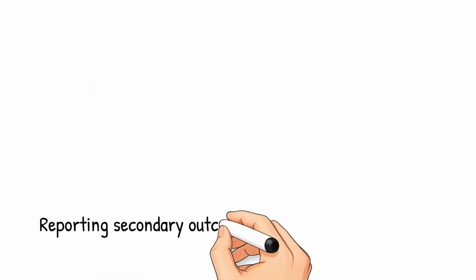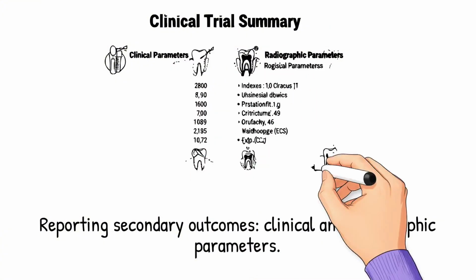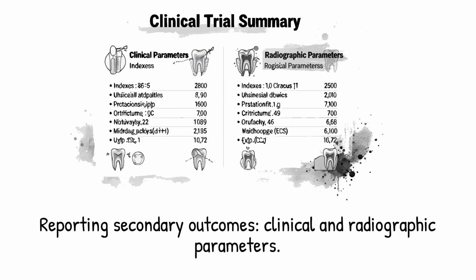Third, the secondary outcomes. 2 more subheadings follow: clinical parameters and radiographic parameters. Mean plaque index, 0.65. Mean sulcus bleeding index, 1.32. Mean probing depth, 3.27 millimeters. Mean DIM, negative 0.42 millimeters. Mean DIB, 3.32 millimeters.